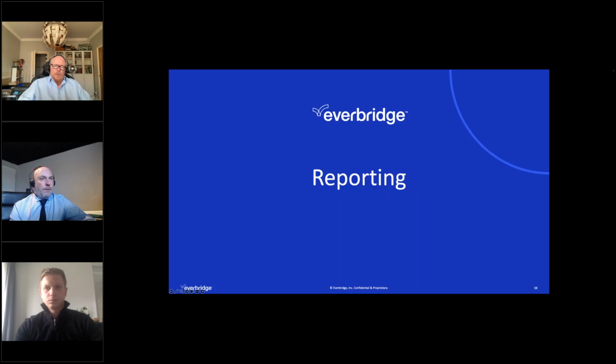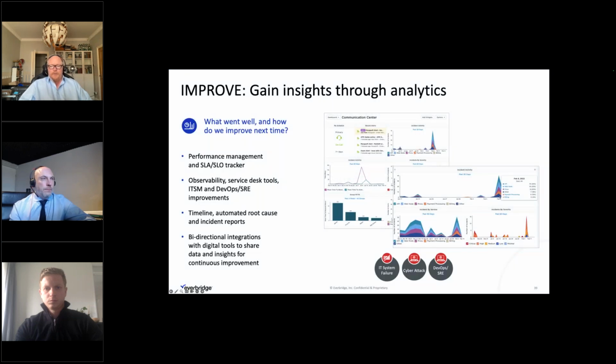So let's have a look at the reporting side. To continuously improve, organizations need to know what's happening in order to make changes. By utilizing facts from analysis and bidirectional integrations, systems are automatically updated and all insights need to be reviewed. This makes the improving process faster and easier.